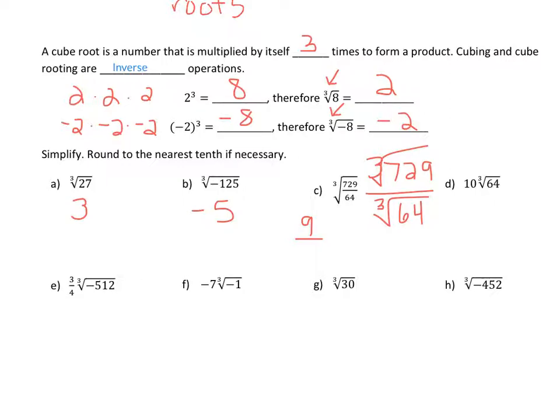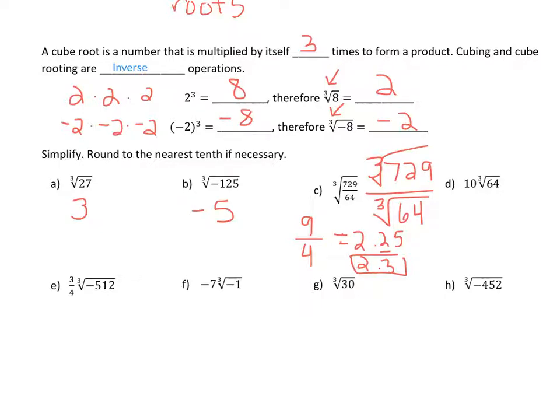And the cube root of 64 is 4. So you have 9 over 4. It does say to round to the nearest tenth, so go ahead and divide. 9 divided by 4. We get 2.25. But to the nearest tenth, it's 2.3.